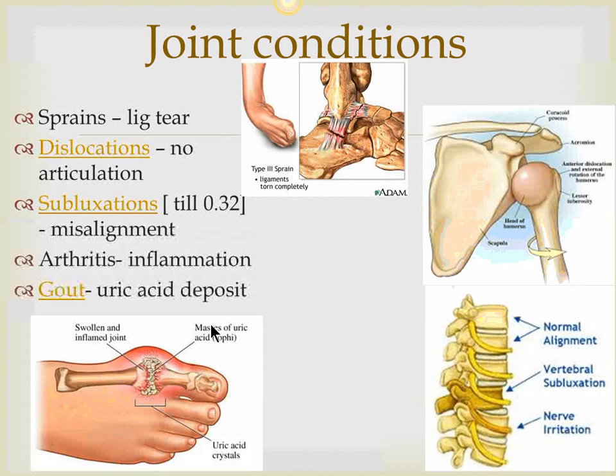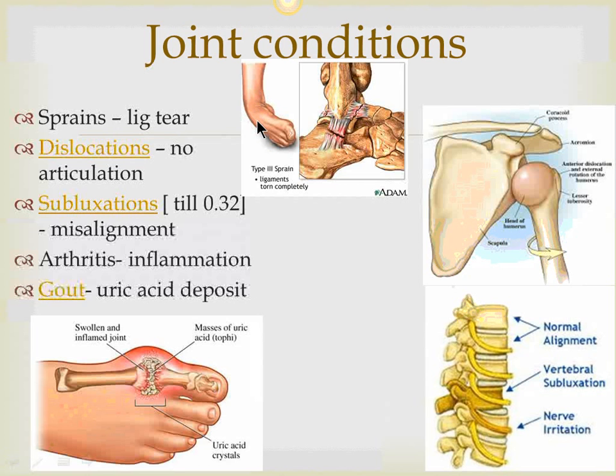Now here let's look at some joint conditions. The first one, which many of you have heard, some of you may have suffered from it, is where a ligament gets torn. Most of the time ligaments get torn wherever they are weak and at joints where a lot of movement occurs. The ankle is one such joint which is prone to tearing of ligaments. And it's on the lateral side, so the ligament is completely torn in this case. Sometimes the ligament may be stretched or just partially torn. In any case, we call it a sprain.